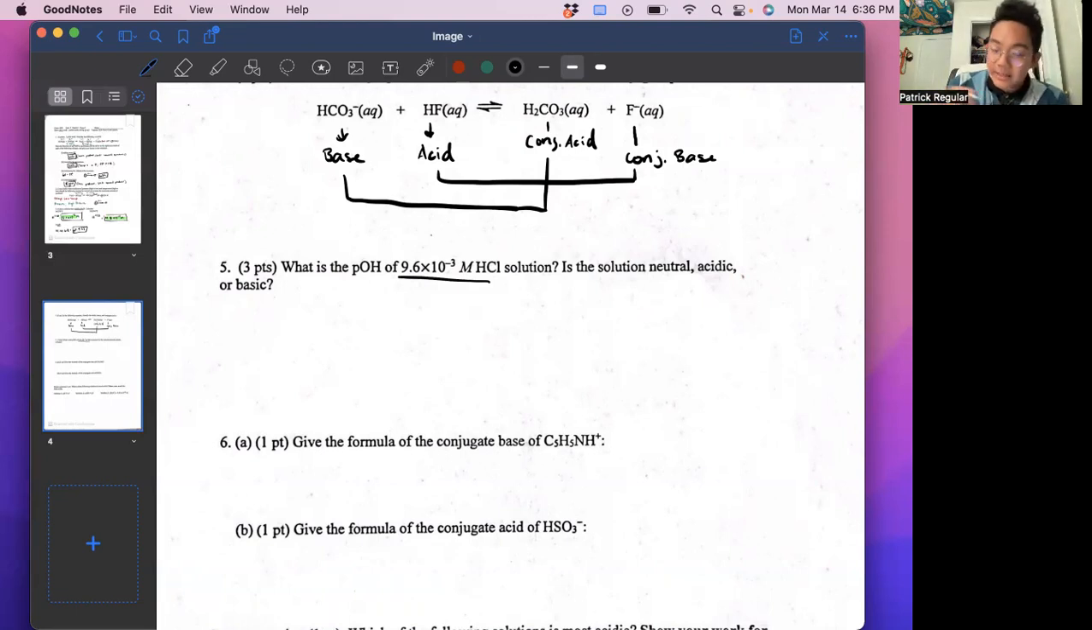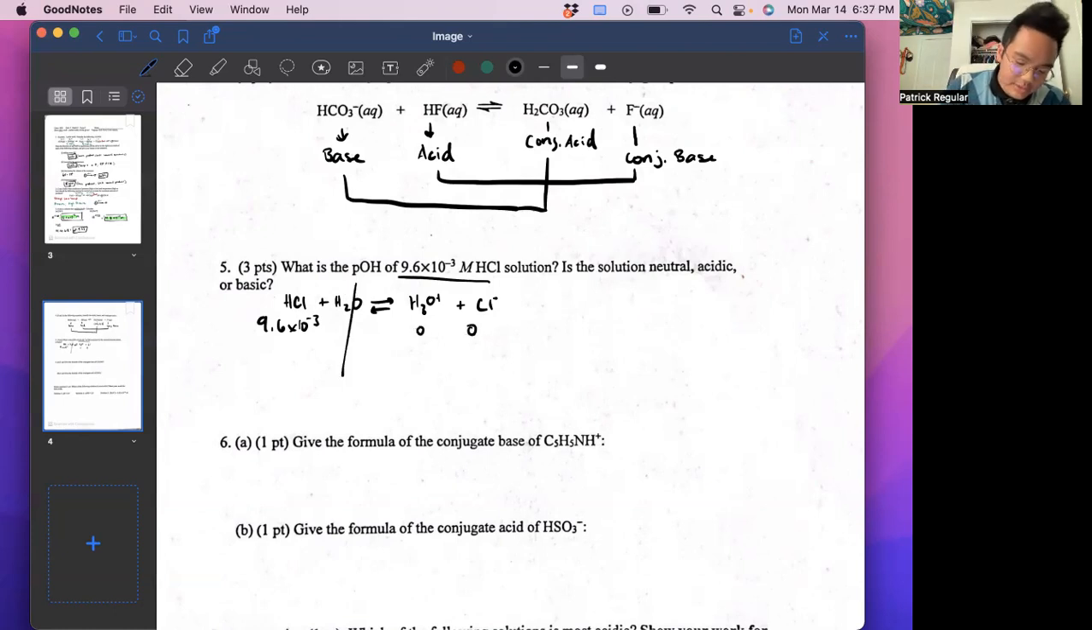So if we were to draw our ICE table, just to ensure that we have the right concentration of H3O plus. So if we have HCl and H2O, we have H3O plus and our conjugate base, or our anion, Cl minus. So if we have 9.6 times 10 to the negative 3, liquids don't count at all, 0, 0. And we know that HCl is a strong acid, so it'll completely dissociate.